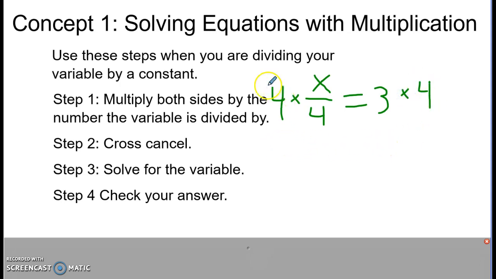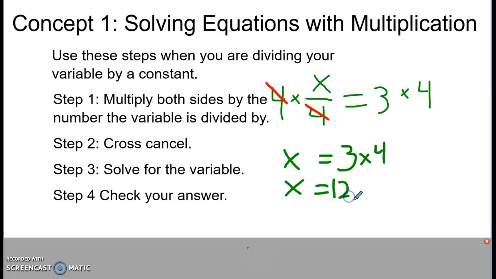All right. Our second step is to cancel. So we have a variable or an integer and we have a denominator. They're the same, so they cancel out. And then we're going to solve for our variable. X equals 3 times 4, or x equals 12.